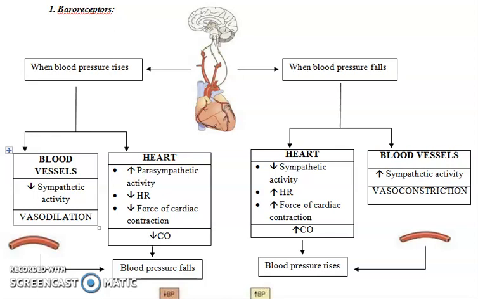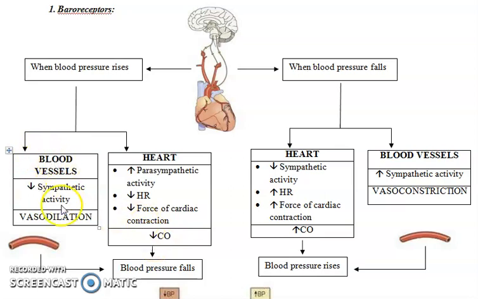Whenever there is a rise in BP, the baroreceptors act on two organs, that is blood vessels as well as the heart. On the blood vessels, there will be decrease in sympathetic activity, so the blood vessels get dilated. And on the heart, there will be increased parasympathetic activity, there will be decrease in heart rate, decrease in force of contraction, and so finally there will be decrease in the cardiac output.